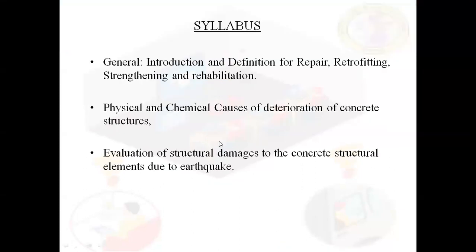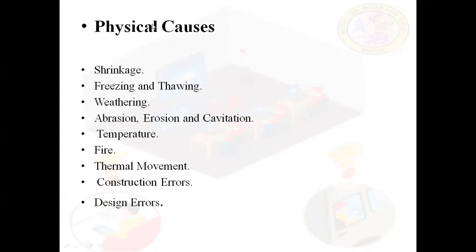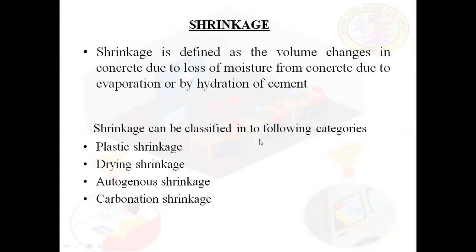As per our syllabus, we have the physical and chemical causes. In that, we are going to discuss in detail the physical causes. This is the list we discussed in the previous session also, that is, the different physical causes for the deterioration of structures. Now, let us go to shrinkage.